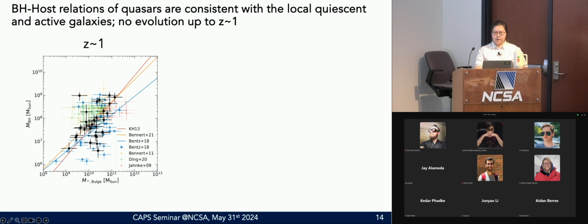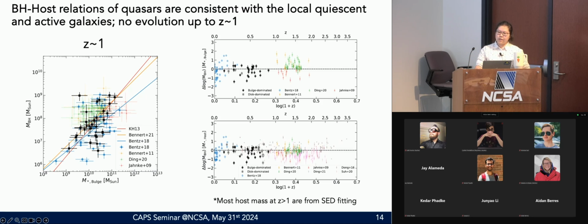So to look at the evolution more clearly, we plot the black hole mass deviation from the local relation on the y-axis as a function of redshift here. And the top panel shows the deviation for the bulge mass. We can see that all these works line up around the center, and we don't see an obvious redshift trend here.